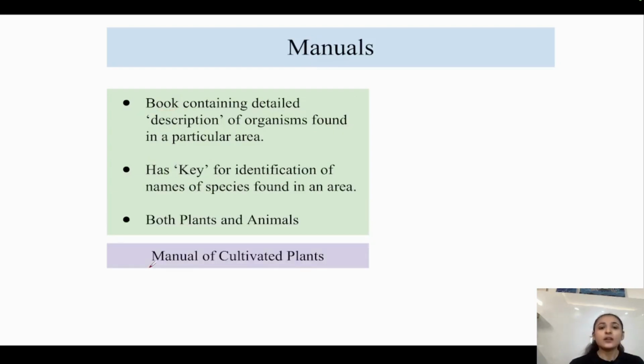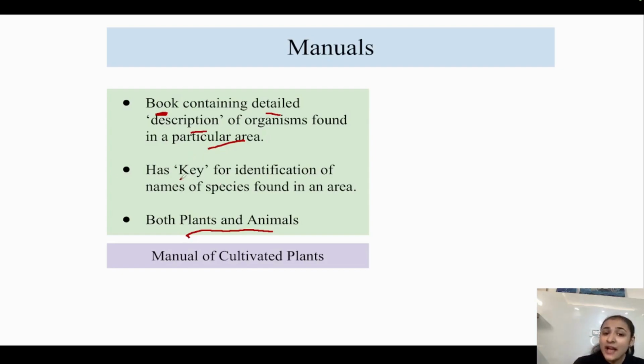Coming to manuals. Manuals are books containing detailed description of organisms found in a particular area. Okay, manual will contain the information of both plants and animals that are found in a particular area. And what kind of information? Detailed description, whatever information about that organism's morphology, its external structure, its internal structure, okay, everything, its compounds, okay, its biochemistry, all the knowledge around that organism would be present in the manual.